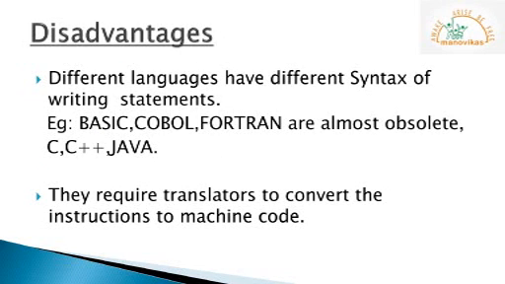This language also has some disadvantages. Now, the first disadvantage is that there are different high-level languages like C, Java, etc. And each language has a different syntax. Syntax is like grammar, you can compare it with grammar. So they have a different syntax of writing statements, so you have to remember it. Secondly, these languages require translators to convert the instructions to machine code.